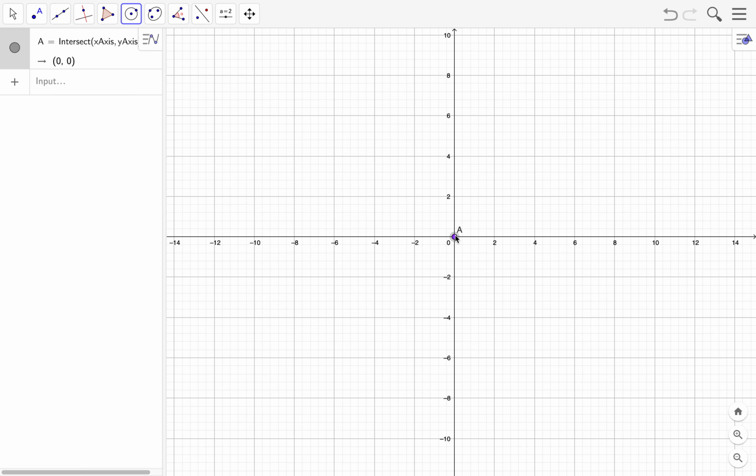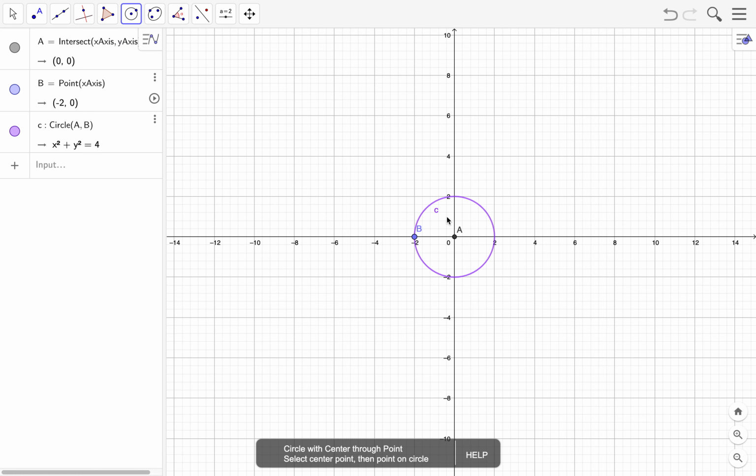So we started out by picking a circle with the center 0, 0 and a radius of, say, 2. So I picked that circle there. And what we can see here is that the equation of that circle is x squared plus y squared is equal to 4.